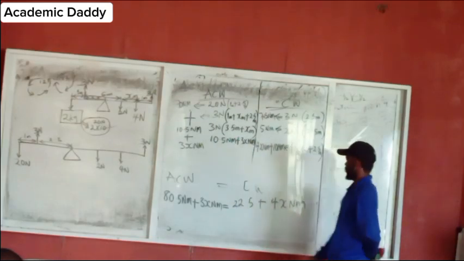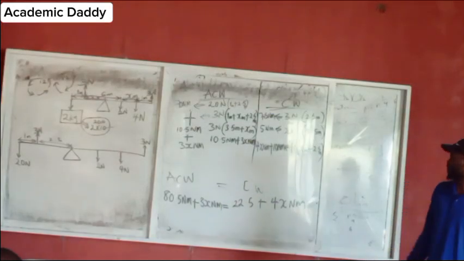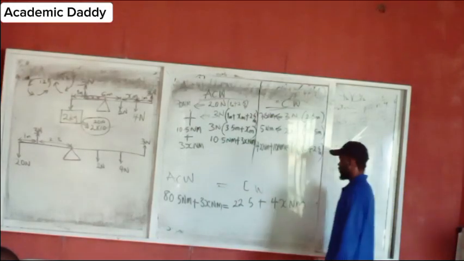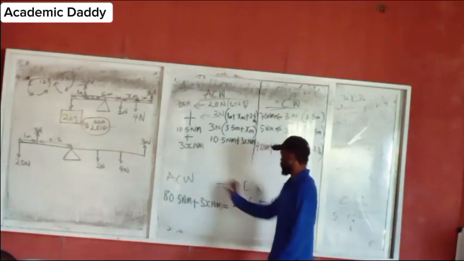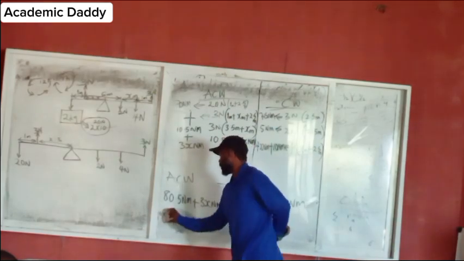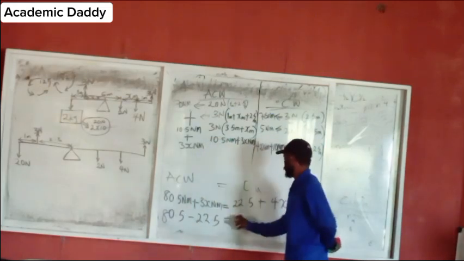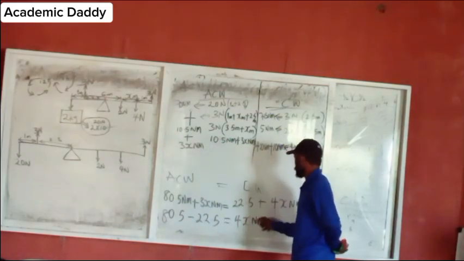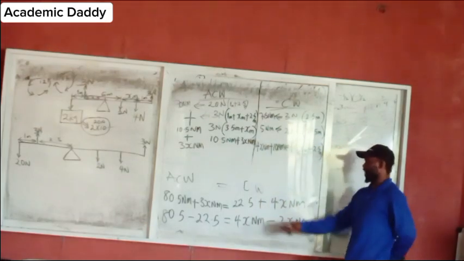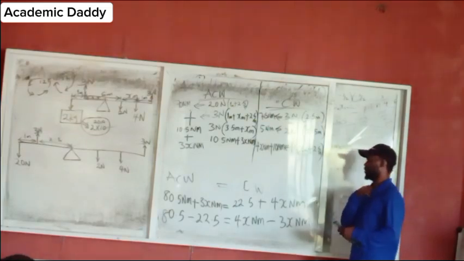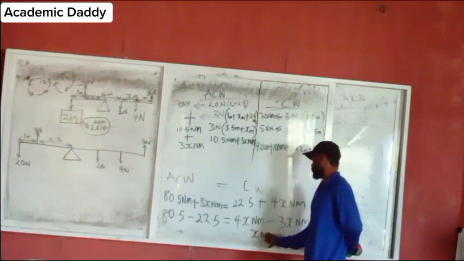If you remember those days in secondary school when you did polynomials, you collect like terms. The 3x comes here, and you can have all the x terms go to one side. So we have 4x Newton meter minus 3x Newton meter, which gives x Newton.